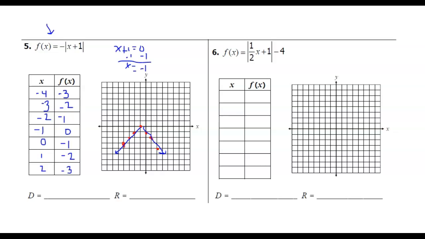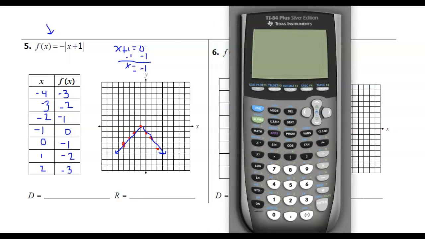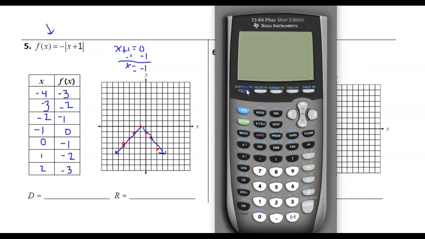All right, I found my values and I went ahead and plotted my points. And now I want to just check and make sure I did the graph correctly. Let me go ahead and use my calculator, and I'm going to go to y equals. I'll clear out the last function. I'll hit the math key, scroll over to numbers, hit the absolute value key, and type my function in. Plus 1. And then I'll hit graph.